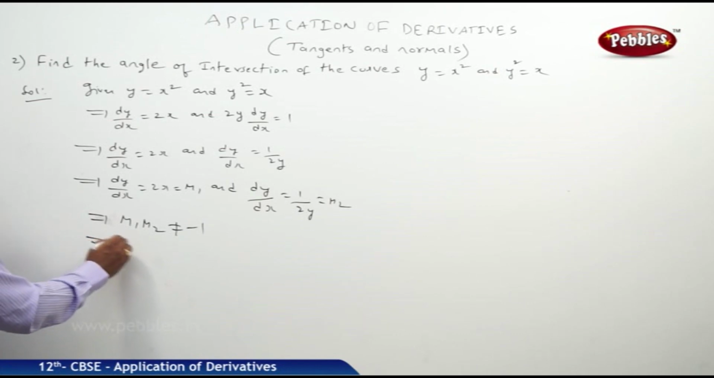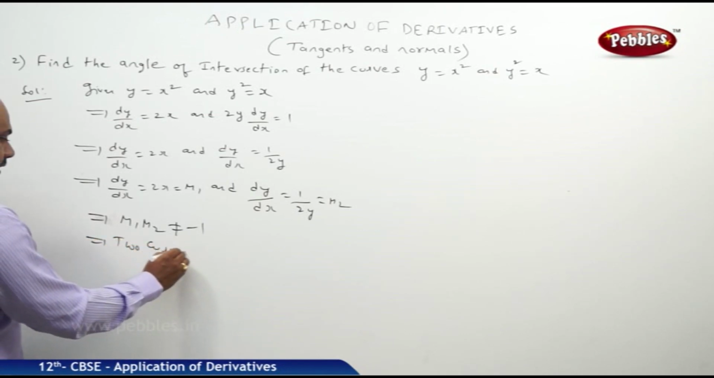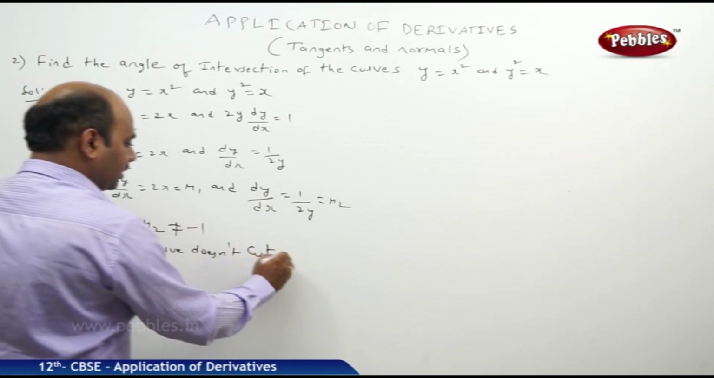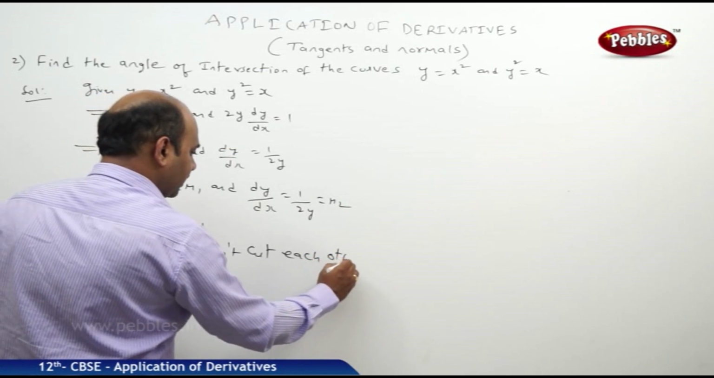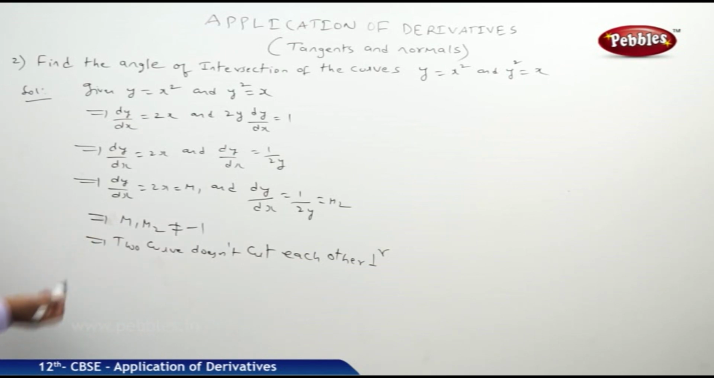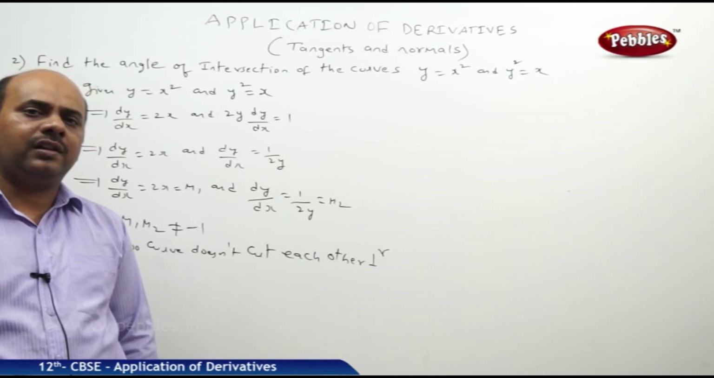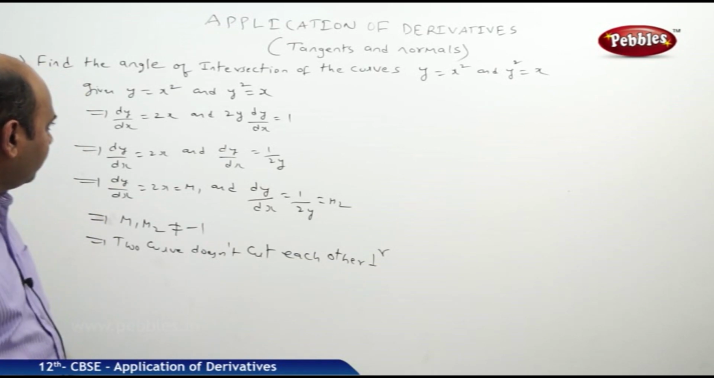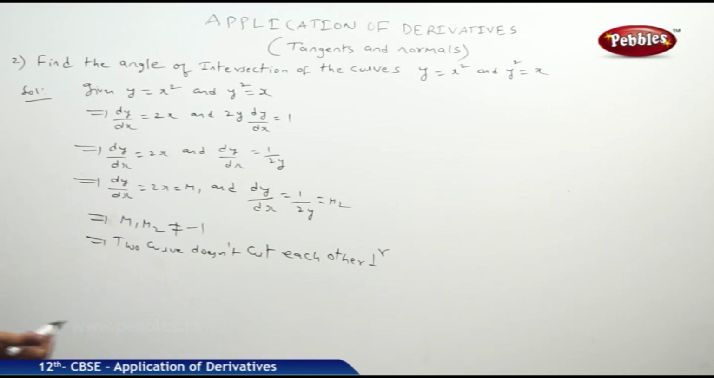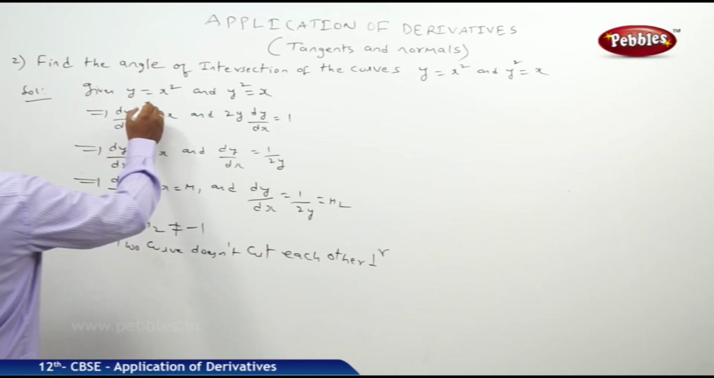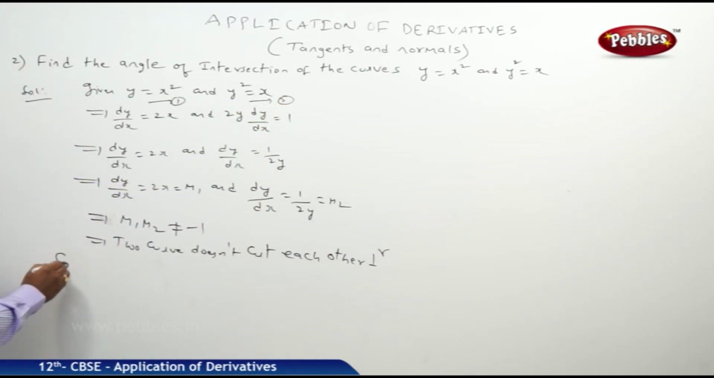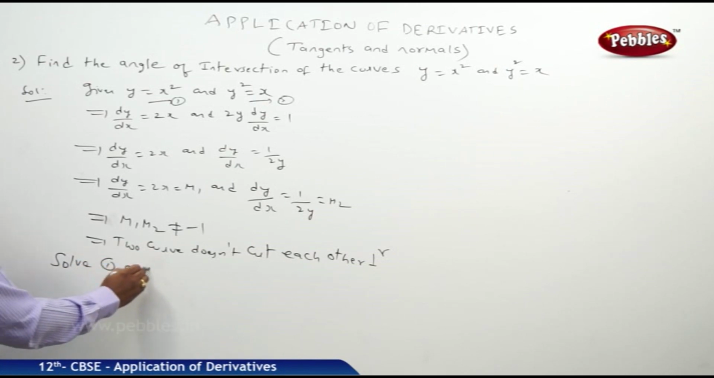That means the two curves don't cut each other perpendicularly or orthogonally. As the two curves don't cut each other orthogonally at a random point, I want to find the point of intersection of the two curves. So for this, I want to solve curves 1 and 2.